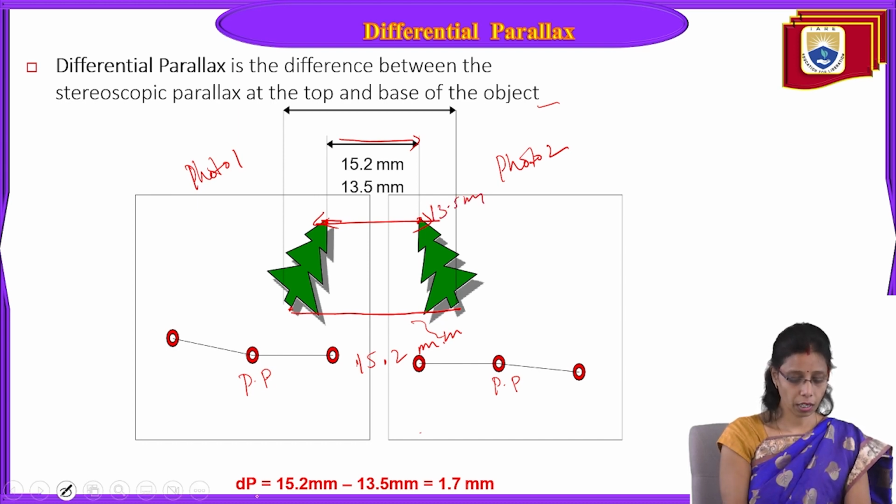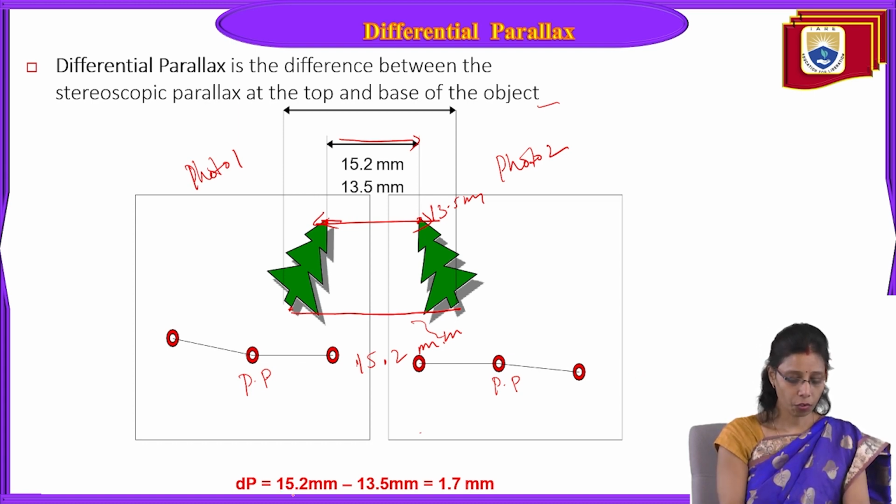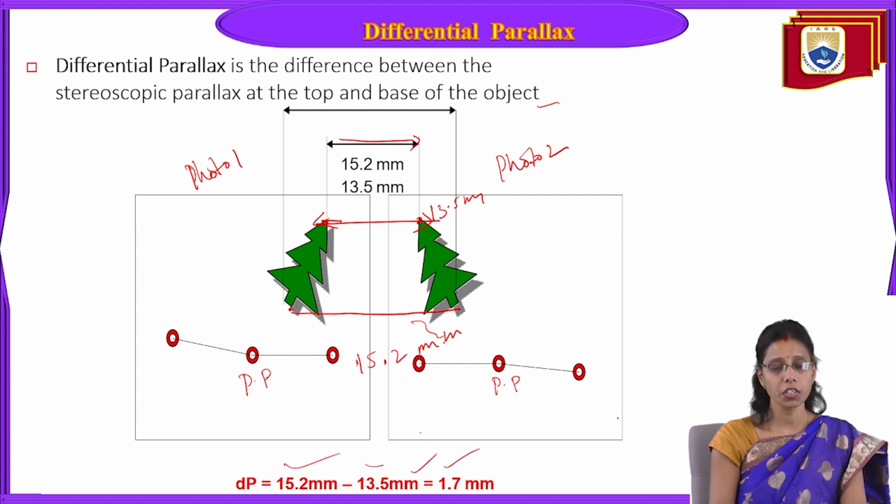If you want to know the differential parallax, you just measure these two distances and subtract: 15.2 mm minus 13.5 mm. So finally the differential parallax we get is 1.7 mm. This is how we get to know the differential parallax.